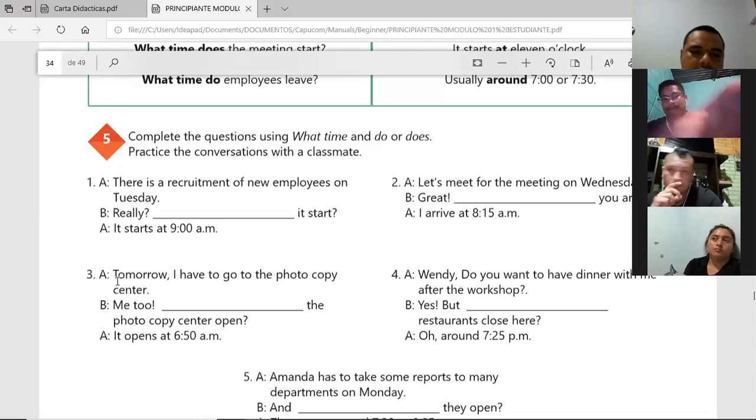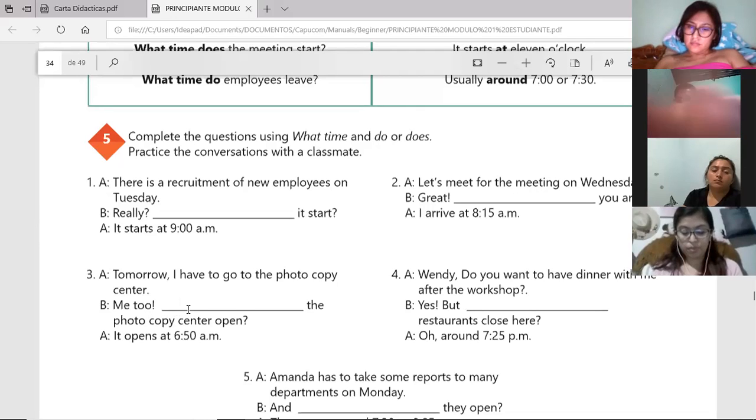It is tomorrow. I have to go to the photocopy center. Me too. What time does the photocopy center open? It's open at 6:50 a.m. Okay, excellent. It opens at... 10 to 7. 10 to 7. Okay, thank you very much.